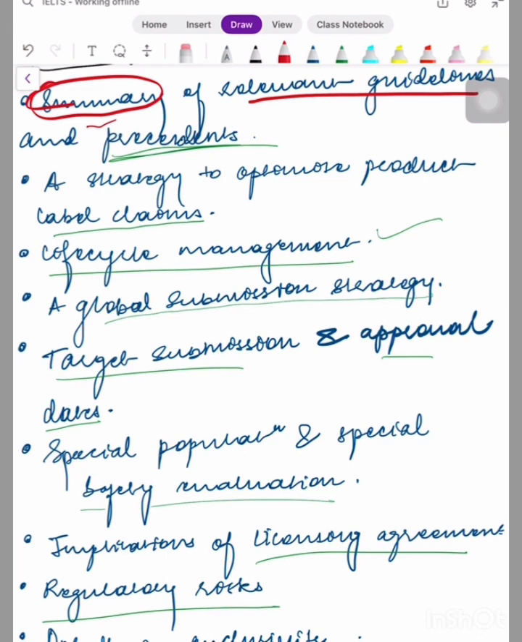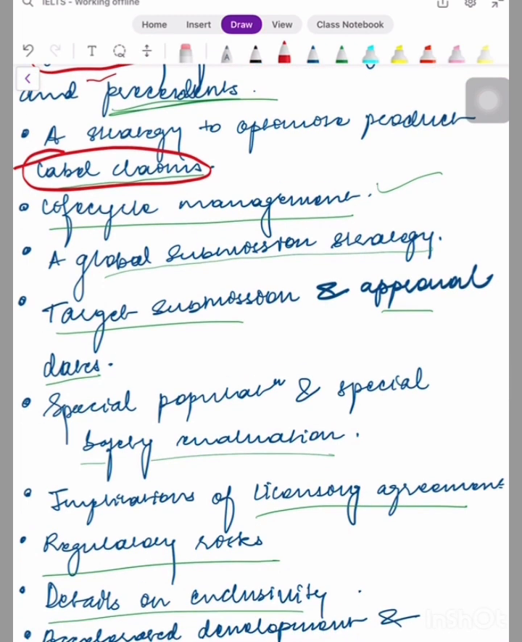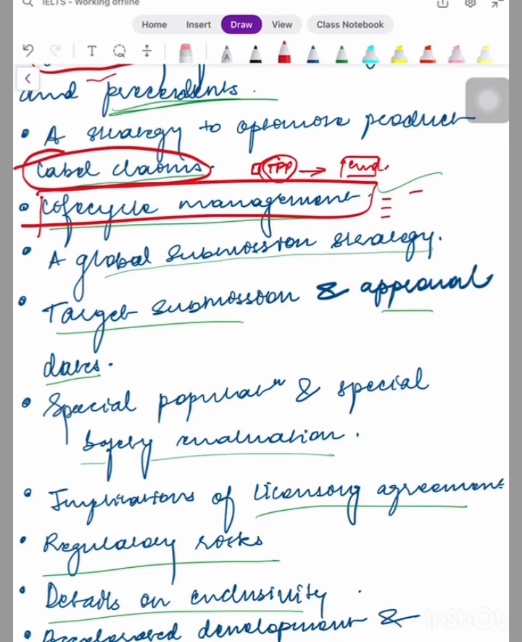A strategy to optimize product label claims. Whatever your label is claiming, you strategize on optimizing that. Life cycle management, from cradle till grave. So since the idea when the target product profile was made till the very end, the life cycle management: has there been any changes in the drug product's manufacturing process, cleaning process, has there been any recalls in the markets regarding the same, OOS, OOTs, CAPAs that were taken, all is recorded.